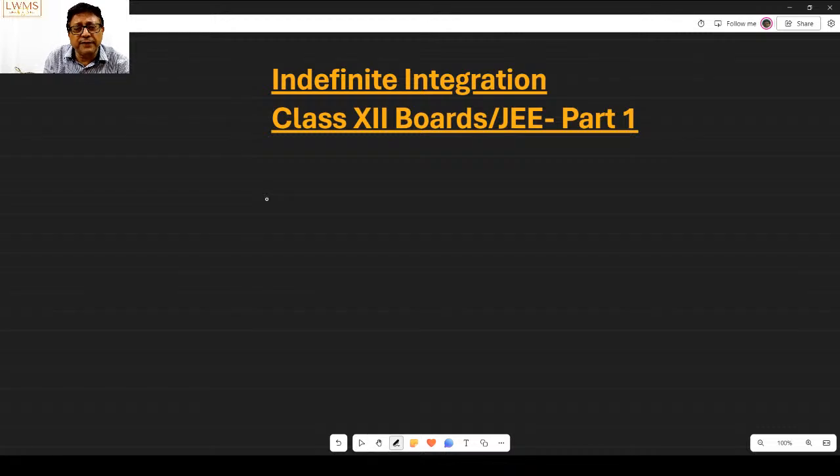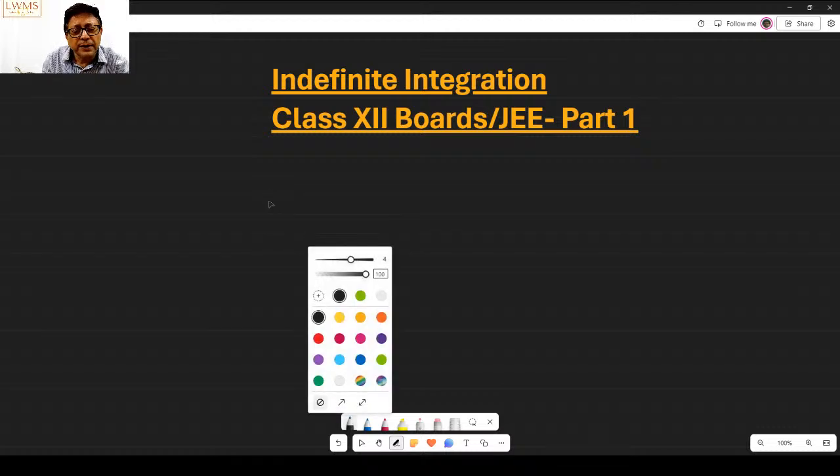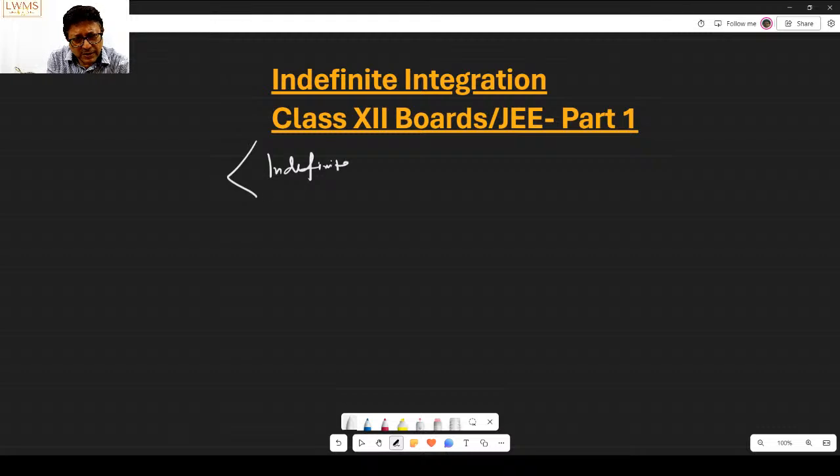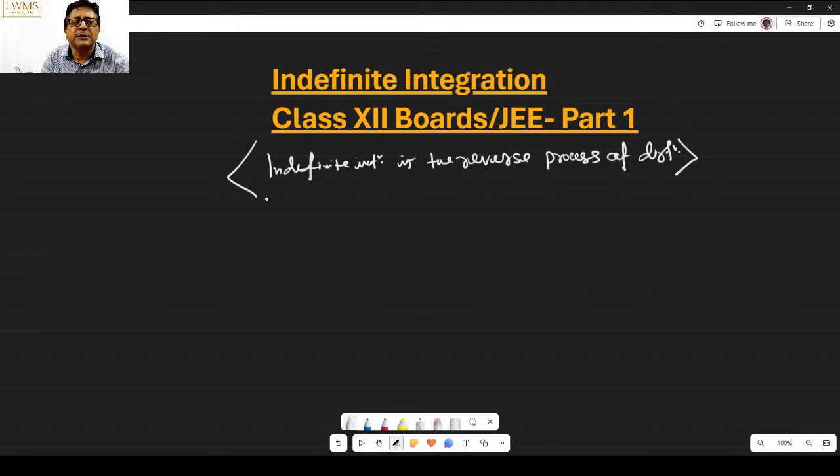Indefinite integration, the very first definition of it will be, it is the reverse process of differentiation. Indefinite integration is the reverse process of differentiation.